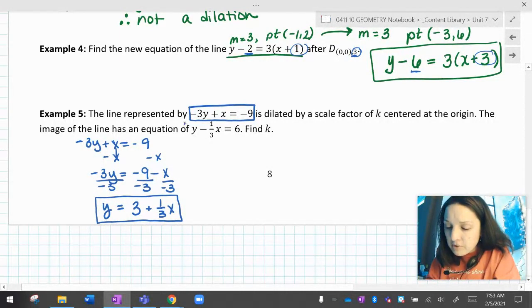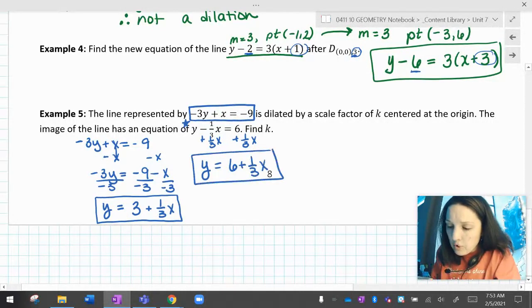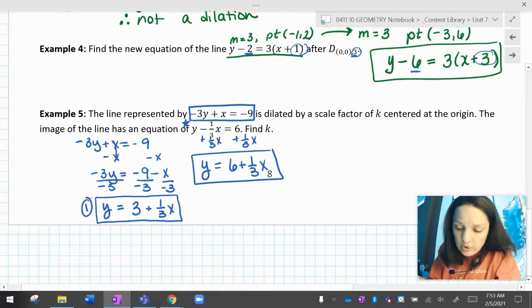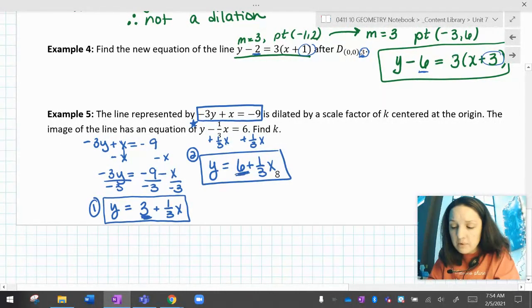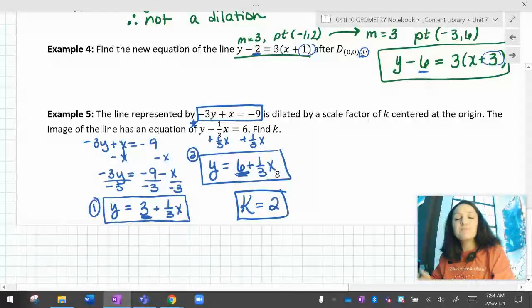Now I'm going to take this other one right here and get this thing in y equals form, which is faster. Yay. Okay, so this was equation number 1. This was equation number 2. They say they were dilated. I can believe that because the slope stayed the same. And what was it dilated by? Well, my y-intercept of 3 became a y-intercept of 6. So our scale factor k, we multiply by 2.